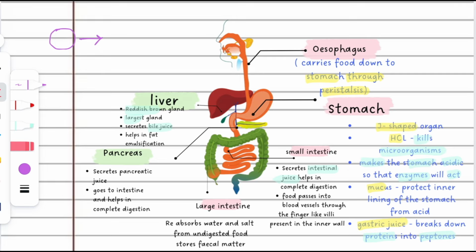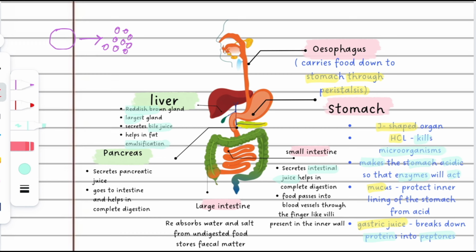So to break down the size of the fat, the bile juice breaks the fat molecules into smaller particles. Once again I am saying, fat is not digested by the bile juice, it just decreases the size of the fat. So bile juice does not help in the digestion of fat, it just reduces the fat globule size, and this is termed emulsification.